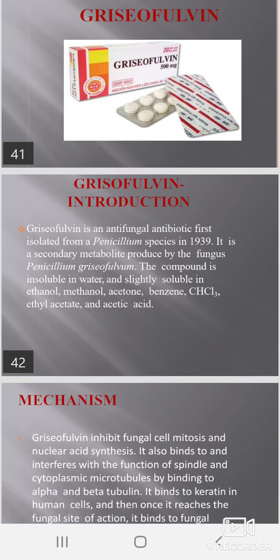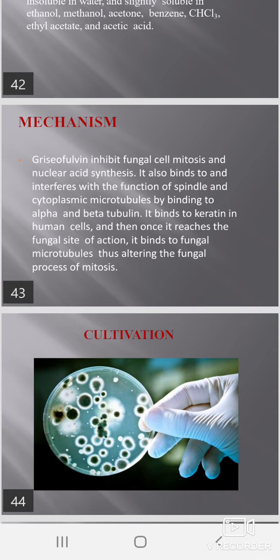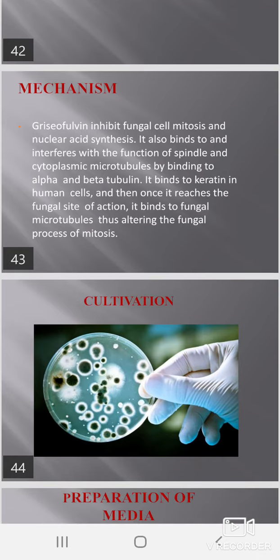Mechanism. You can see the mechanism. Griseofulvin inhibits fungal cell mitosis and nucleic acid synthesis. It also binds to and interferes with the function of spindle and cytoplasmic microtubules by binding to alpha and beta tubulin. It binds to keratin in human cells, and then once it reaches the fungal site of action, it binds to fungal microtubules, thus altering the fungal process of mitosis.